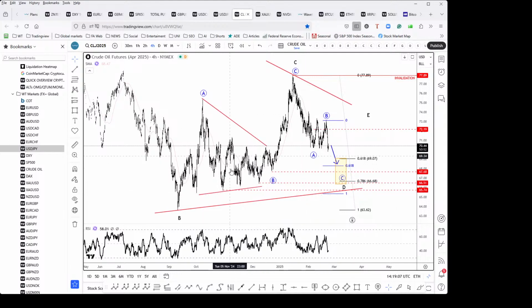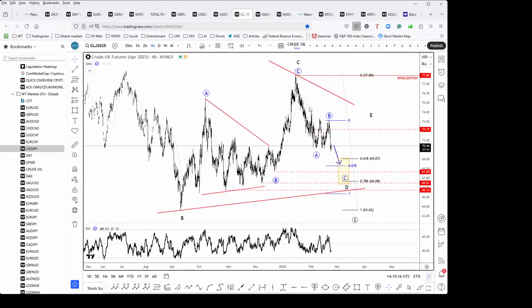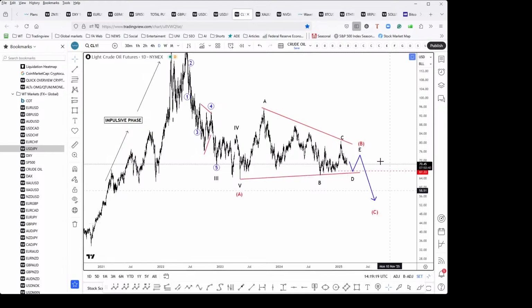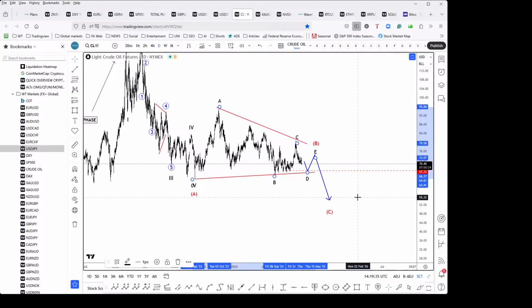You can see that there was a lot of noise around that area, so maybe it won't be an easy breakthrough, especially if you look at the daily chart and just realize that here we have this ongoing triangle still incomplete. That's an A, B, C, and we are expecting wave D. So around $67, $68, we could see some stabilization, then wave E rally, and then sometime this year I would be expecting lower prices here.